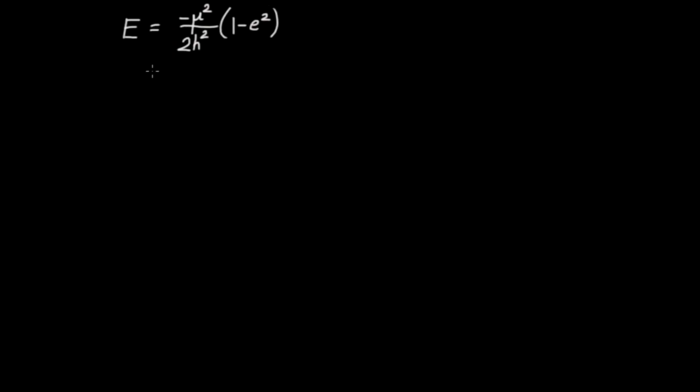Now this equation for the total energy is already pretty compact, but I'd like to play around with it a little bit more, just to show you how we can rewrite it as an even more compact equation. So what I'm going to do is go back to h squared. Remember we had this other equation that the semi-latus rectum p is equal to h squared over mu. That's what we derived in part 2 when we derived the polar equation for the orbit. So that means that h squared is equal to mu times p. And I'm going to substitute that h squared down there.